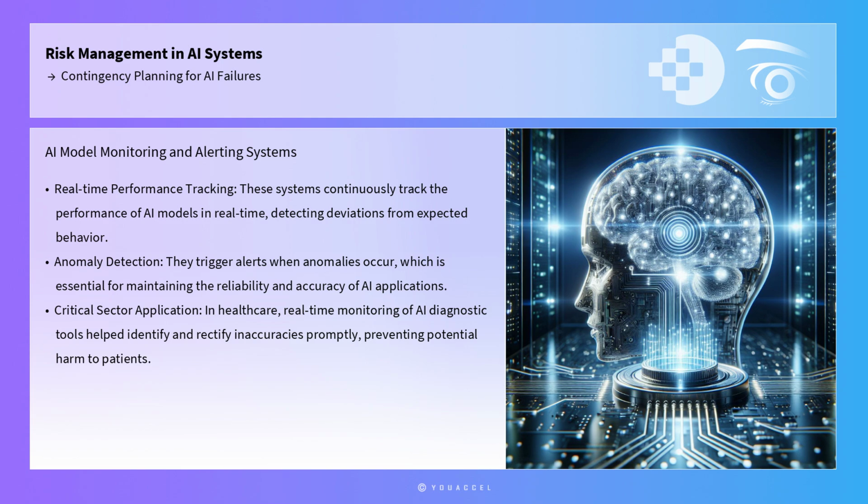Another practical tool for contingency planning is the use of AI model monitoring and alerting systems. These systems continuously track the performance of AI models in real time, detecting deviations from expected behavior and triggering alerts when anomalies occur. Such monitoring systems are essential for maintaining the reliability and accuracy of AI applications, particularly in critical sectors such as healthcare and finance. For instance, a study on AI in healthcare demonstrated that real-time monitoring of AI diagnostic tools helped identify and rectify inaccuracies promptly, thereby preventing potential harm to patients.